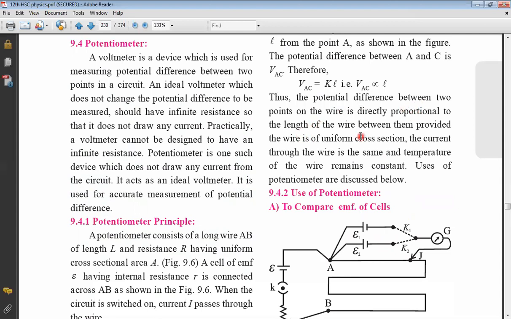Now there are some assumptions. So all this is valid provided first, wire is of uniform cross section, second, current through the wire is the same, and third, temperature of wire remains constant.